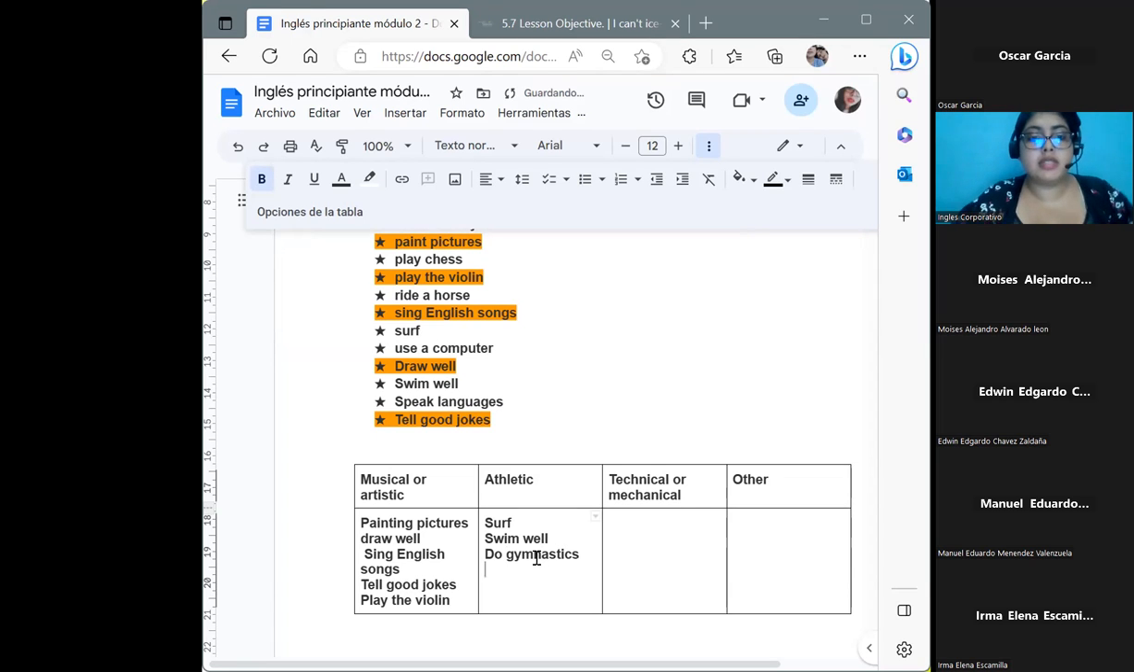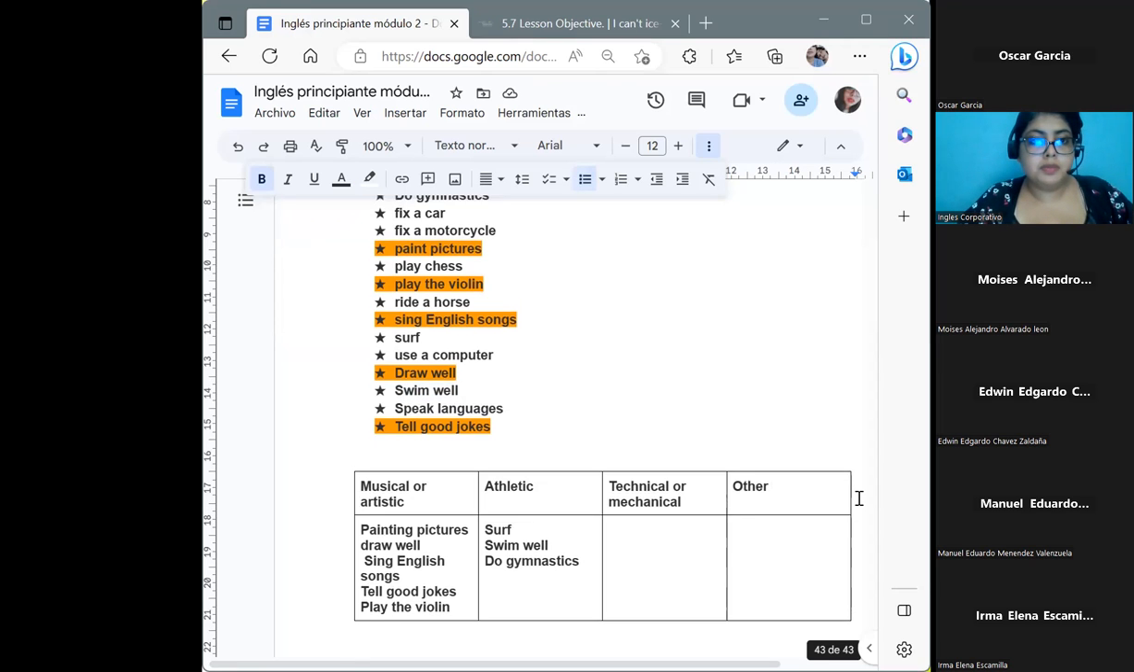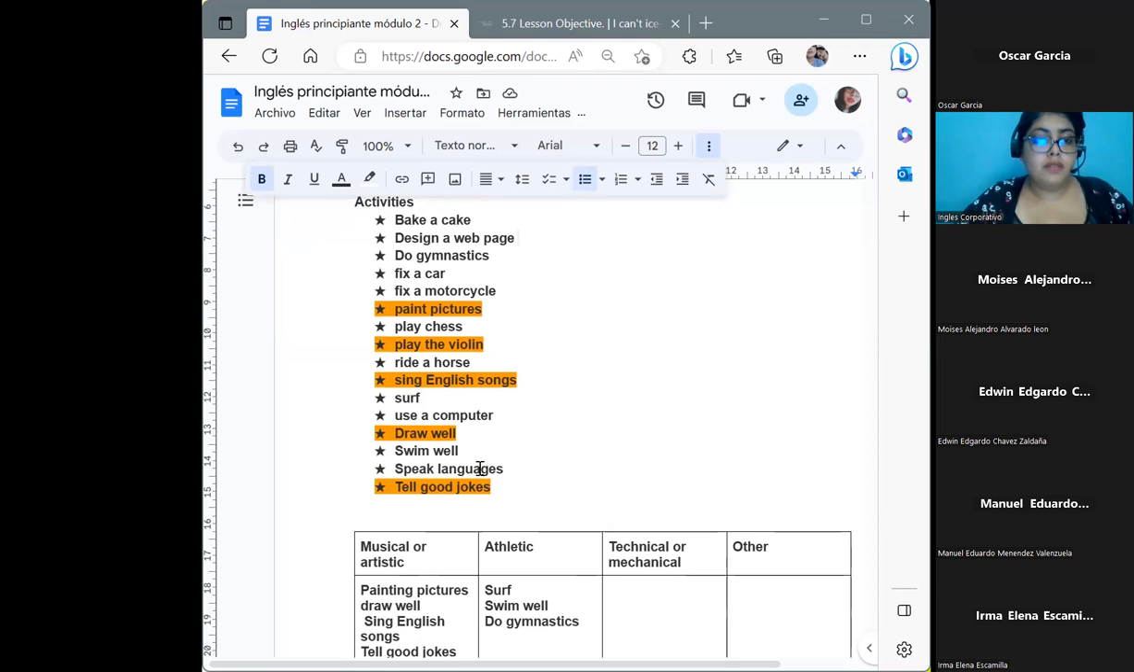Y nos falta algo más. Vamos a mover un poco para arriba para que veamos los que tenemos ahí. Falta una cosa. Ajá, falta una cosa por ahí. Que tiene que ver con algo atlético. Ride a horse. Excellent. Ride a horse.